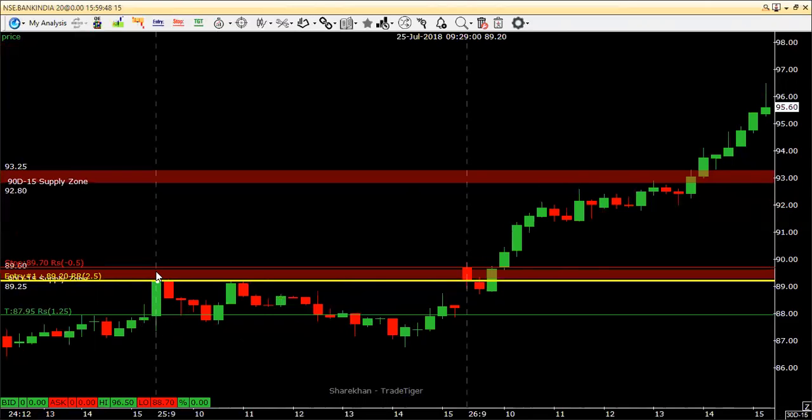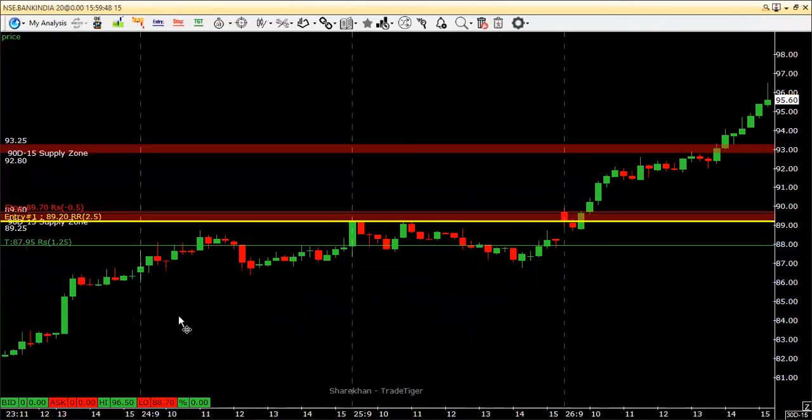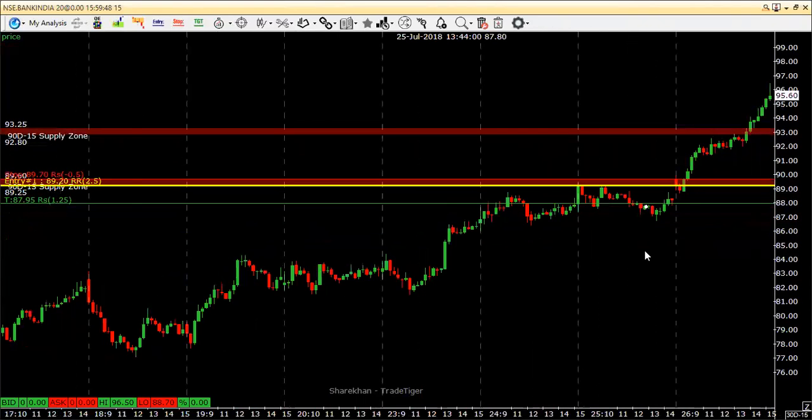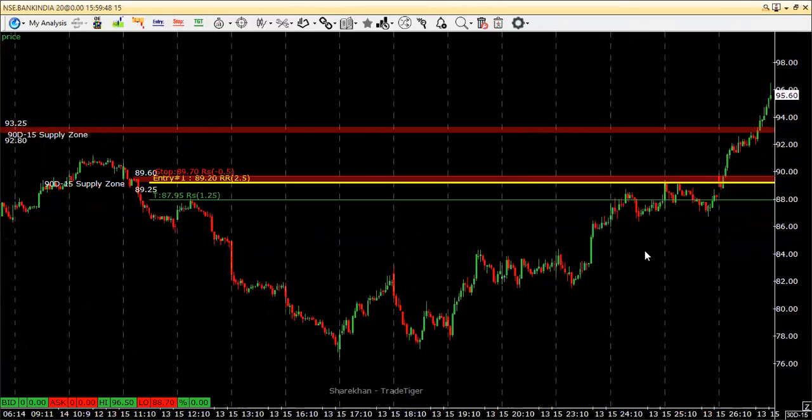So price just entered my area of supply and then came crashing down. I got my target within just 30 minutes right here. Of course, after that, the price came a little bit down and later on went up and violated my area of supply, and now price has gone much higher. If you can observe one thing, both these trades were done when the markets were really strong and moving upwards.